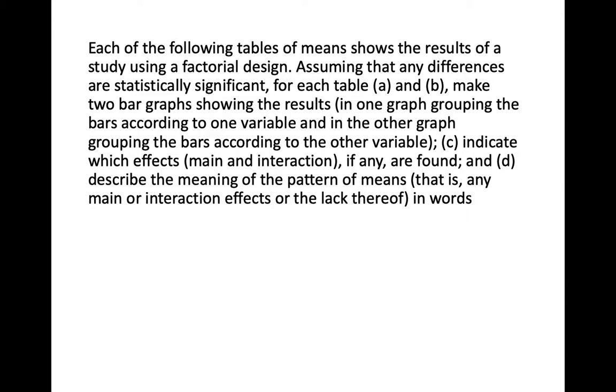Question number 12 was: each of the following tables of means shows the results of a study using a factorial design. Assuming that any differences are statistically significant, for each table, A and B, make two bar graphs showing the results. In one graph, group the bars according to one variable, and in the other graph, group the bars according to the other variable. So that's basically what A and B are.